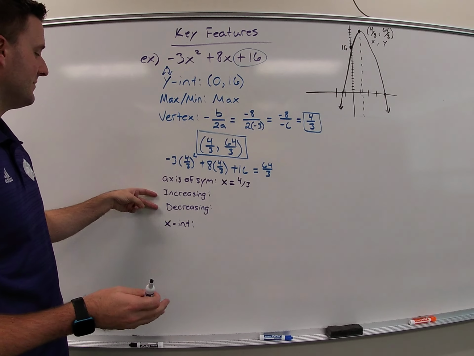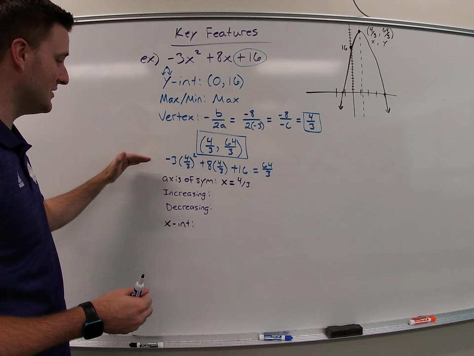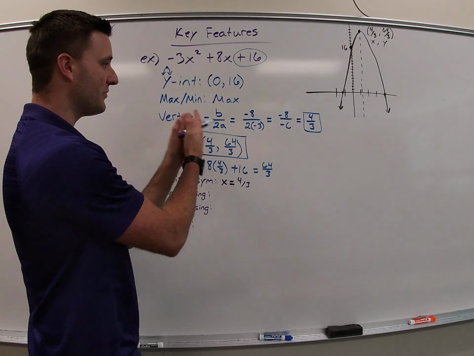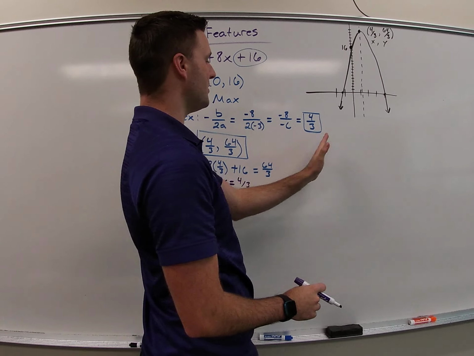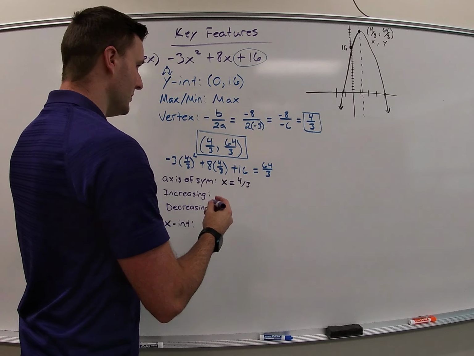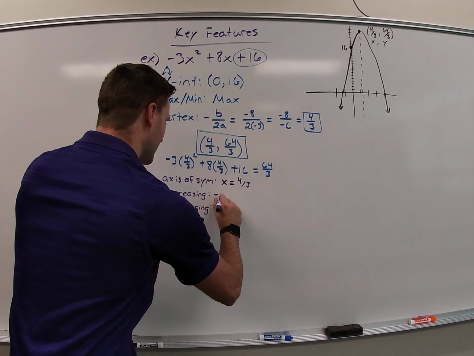Now, increasing, decreasing. Don't make it harder than it is. Increasing means we're going up. Decreasing means we're going down. So we read from left to right, right? When I read a book, I read from left to right. So let's look at the leftmost part of the graph. The leftmost part of the graph, we would say, is negative infinity, right?